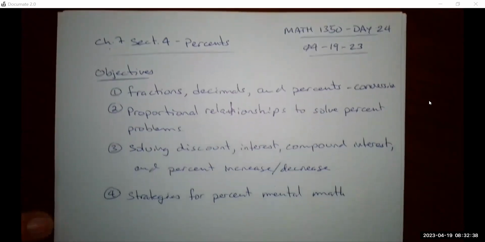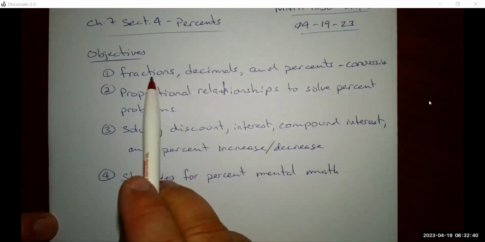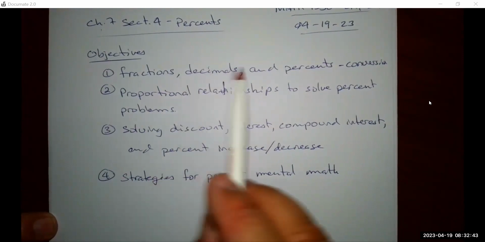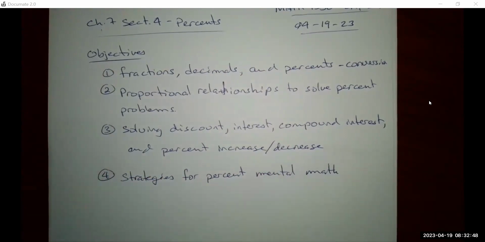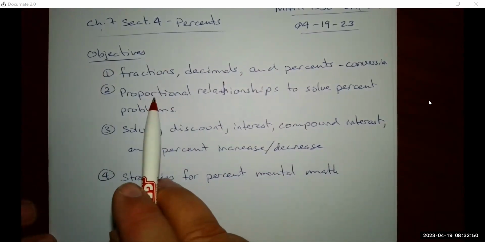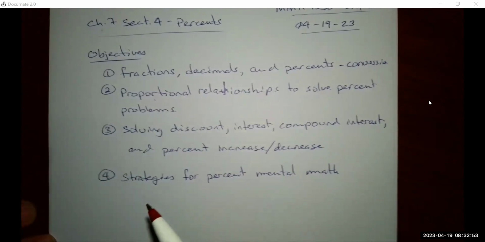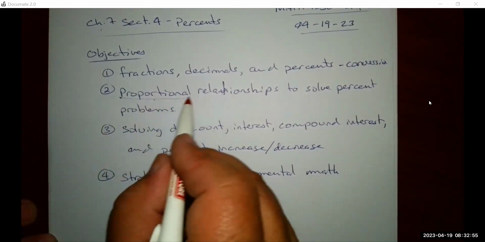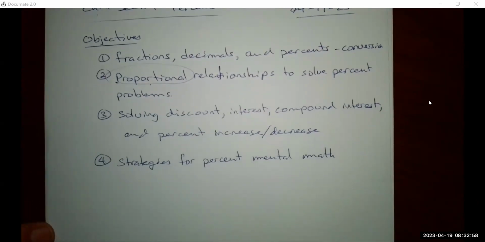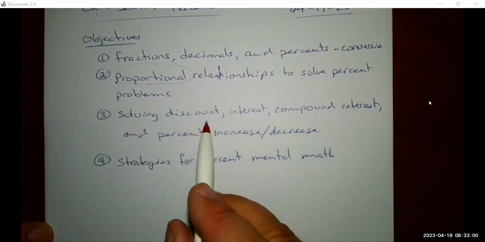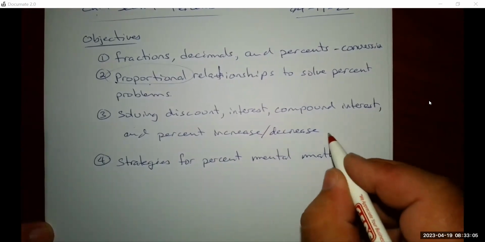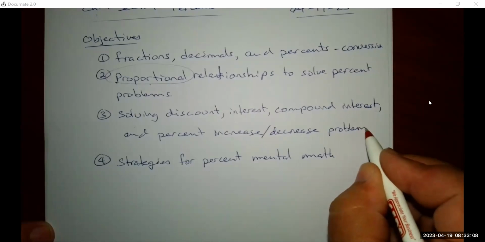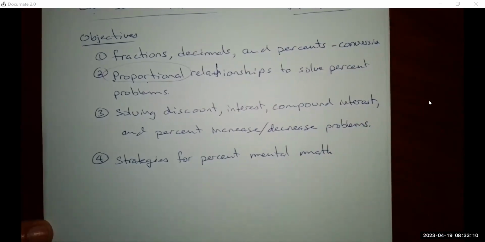Our objectives. We're going to learn how to convert from fractions to decimals. We've done that already. And then into percents, and then from percents to decimals and fractions and back and forth. Then we're going to use proportional relationships to solve percent problems. We're going to see what proportional means. Then we're going to solve discount, interest, compound interest, and percent increase and decrease problems. And then we're going to talk about some strategies for doing this stuff in your head really quickly.